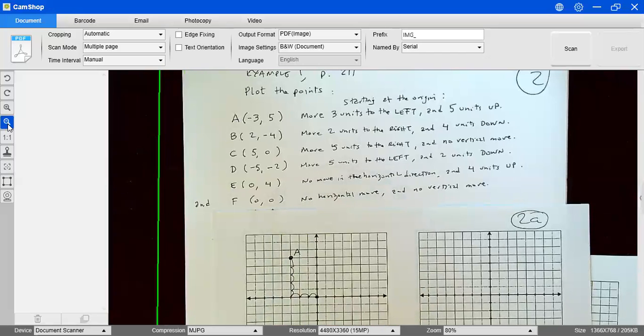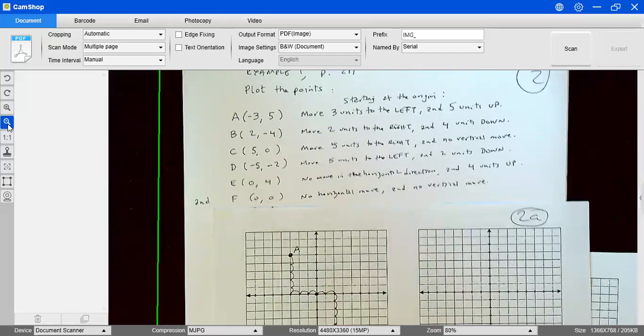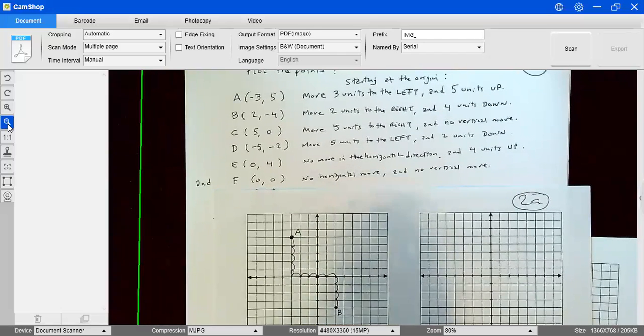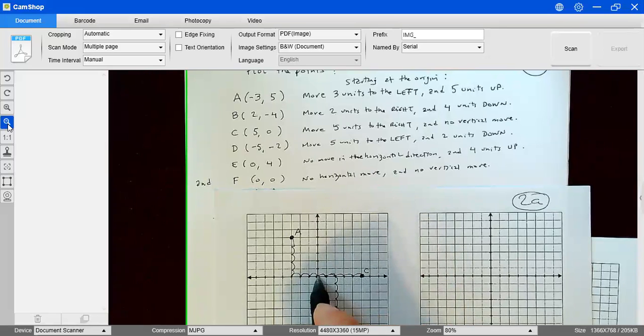Then in the second case, we start again at the origin. We're going to move 2 units to the right, 1, 2 units to the right, and 4 units down, so 1, 2, 3, 4 units down. So this is my point B. Then in the next case, we start again at the origin. We're going to move 5 units to the right, so 1, 2, 3, 4, 5 units to the right, and then no vertical move, so we stay there. So this is going to be point C. Then we have point D. We start at the origin, we move 5 units to the left, so 1, 2, 3, 4, 5 units to the left, and then 2 units down, so 1 and 2. So we're going to end up here. That's my point D.